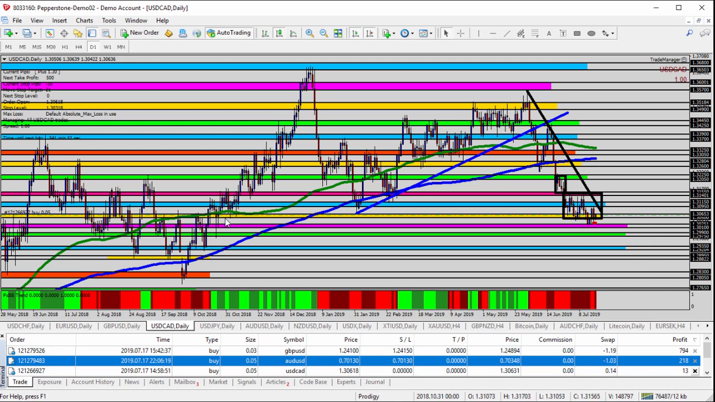We go all the way back here on the left-hand side. The last time we were challenging this area was back in October of 2018. So it's been quite a long time since October 2018 till now. We're challenging these significant historical lows.